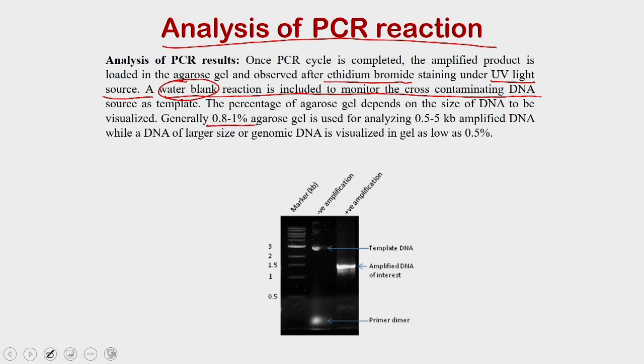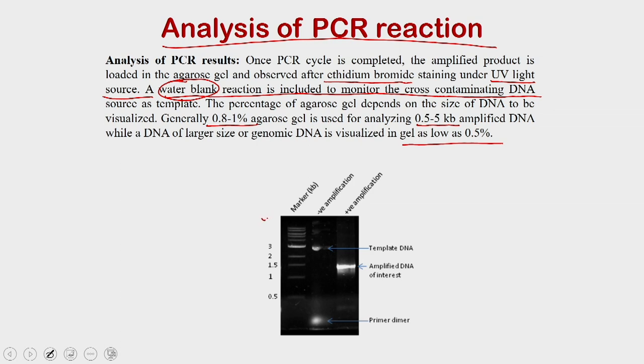Generally, we use 0.8 to 1% agarose gel for analyzing the amplified DNA, but if you are amplifying a DNA which is larger than 5 kb, then you can also reduce the concentration of agarose. You can use even up to 0.5%.